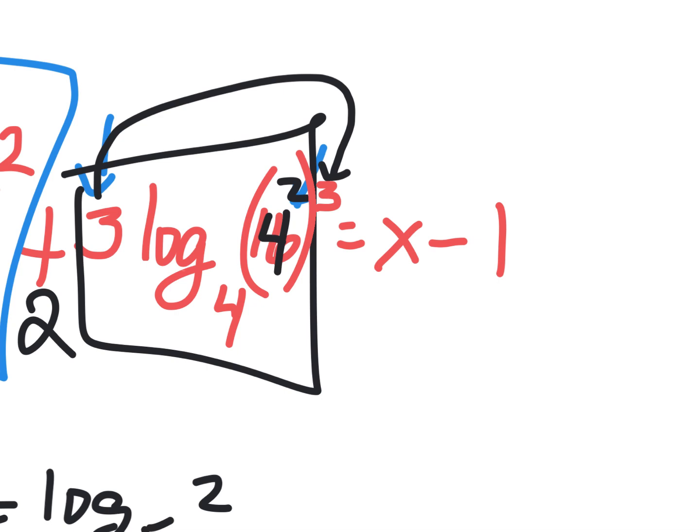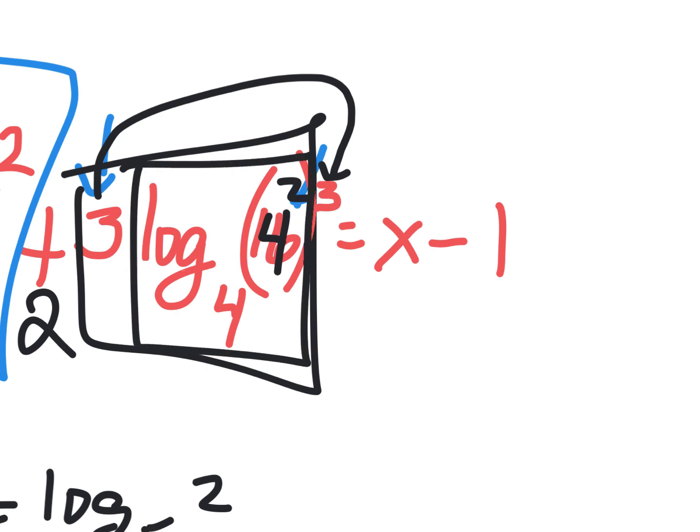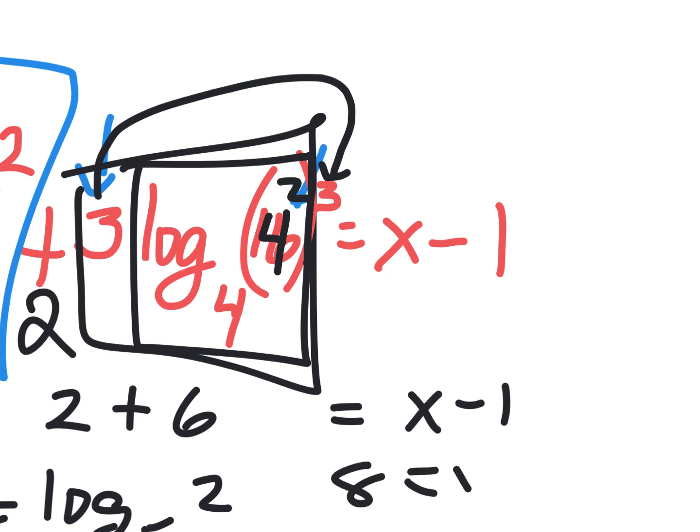The other way you could do it is to just say that this whole thing is 2, and then you times it by 3 and you get 6. Either way, it's 6. Now I have 2 plus 6 equals x minus 1. Well, that's 8 equals x minus 1. And then x must be 9. Raise your hand if you had 9 before I even said it. Okay, awesome.